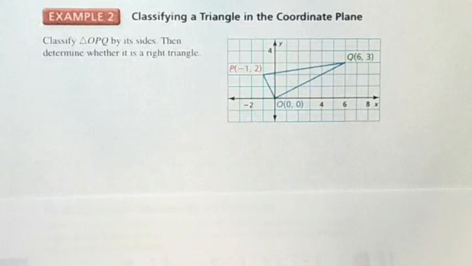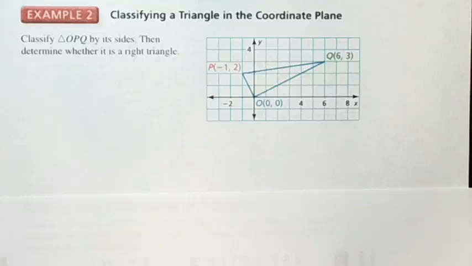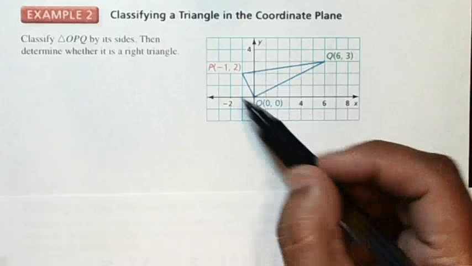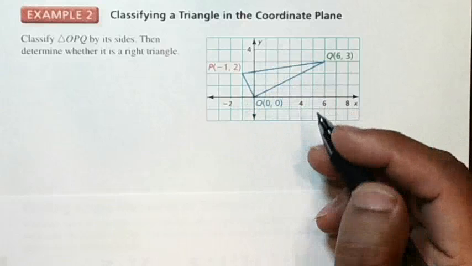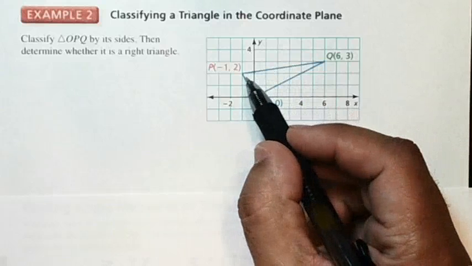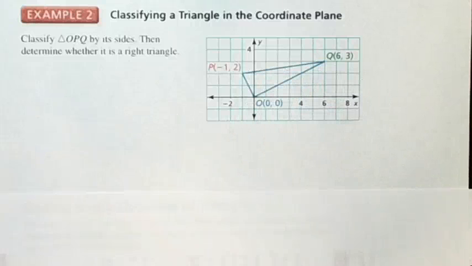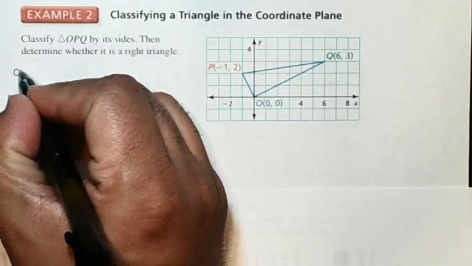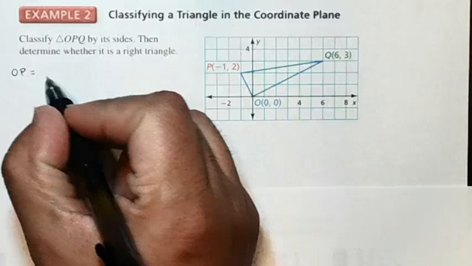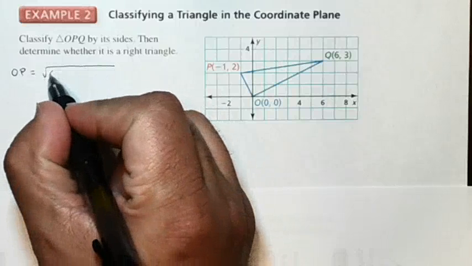All right, example number 2 says we want to classify the triangle OPQ by its sides and determine whether it's a right triangle. So we got 2 things we got to do with this. Here's another way that we're going to ask you to classify these. We won't give you the lengths, we'll put them on a coordinate plane. So if I want to classify by its sides, I need to know what these lengths are. So I'm going to have to put these into the distance formula. So the distance from O to P, I'm going to put that in the square root.